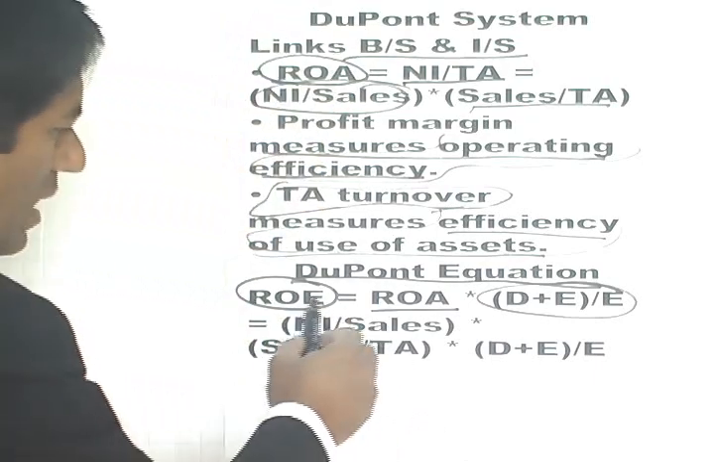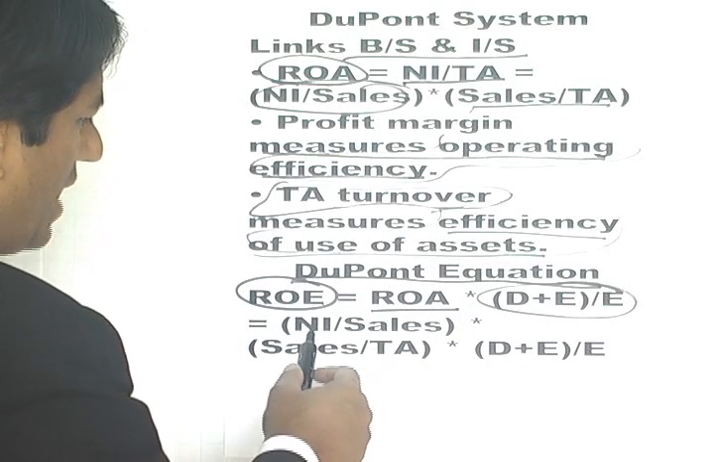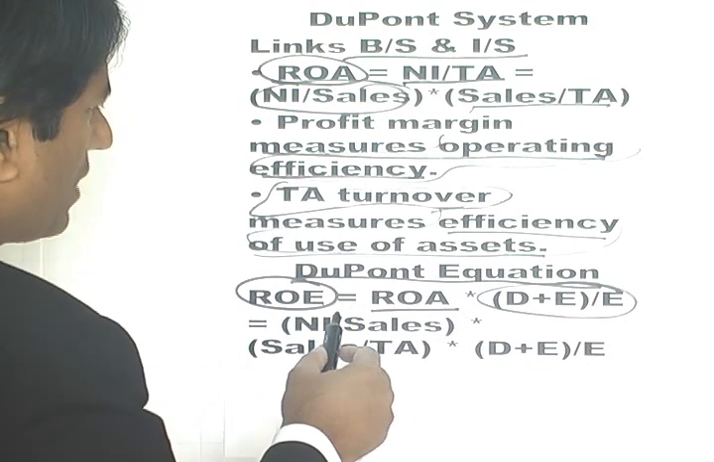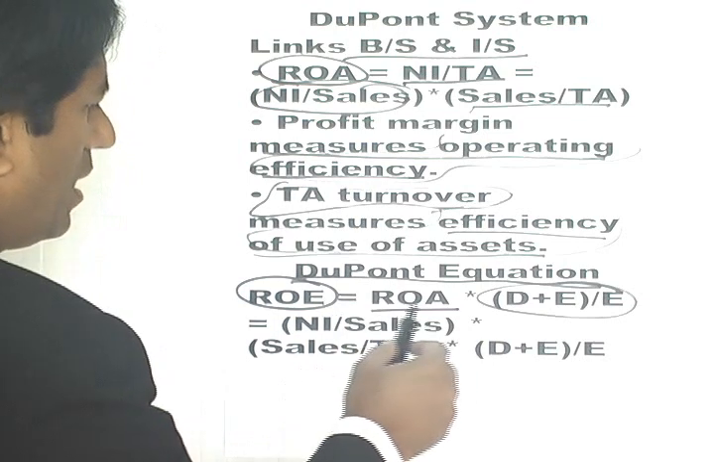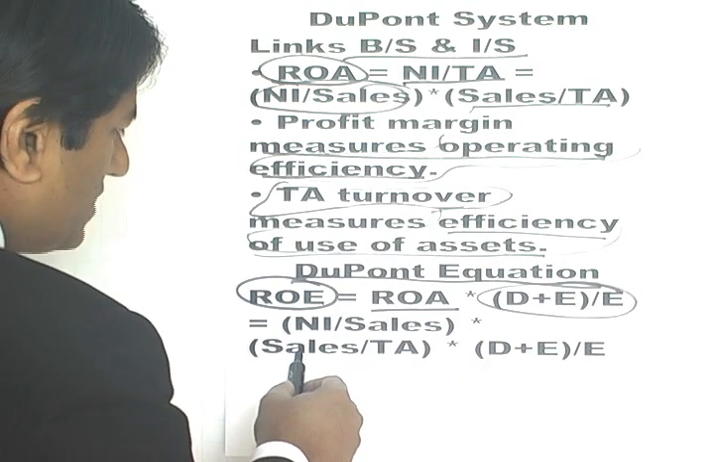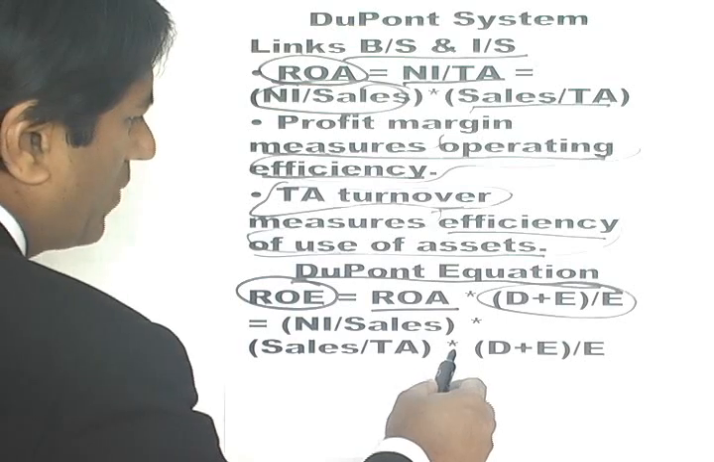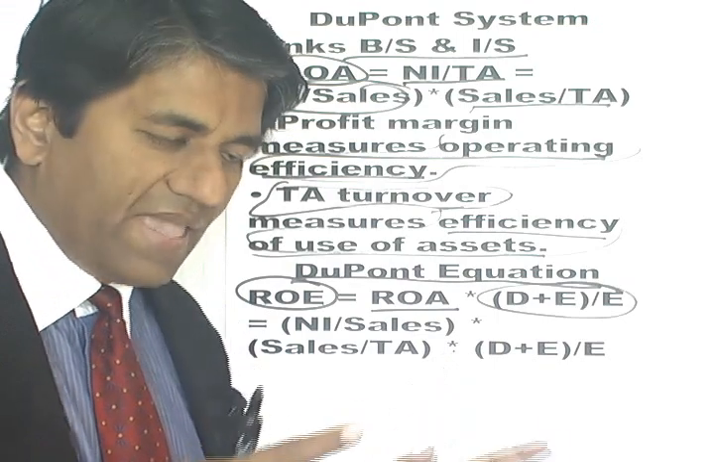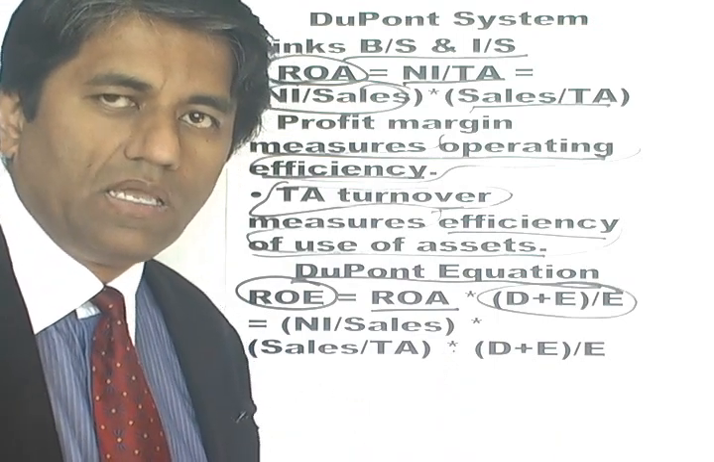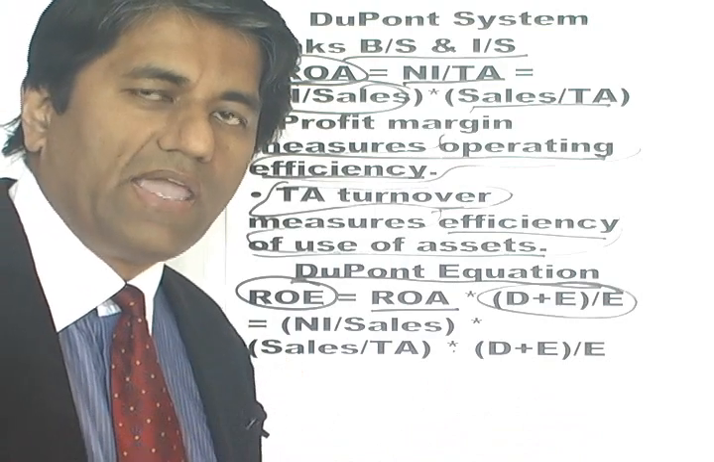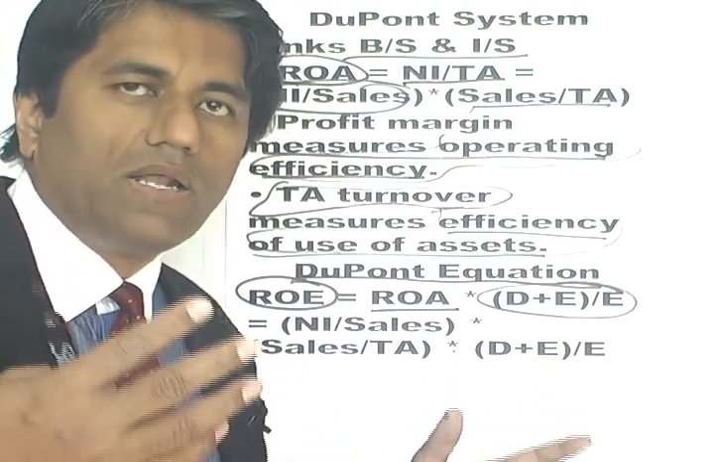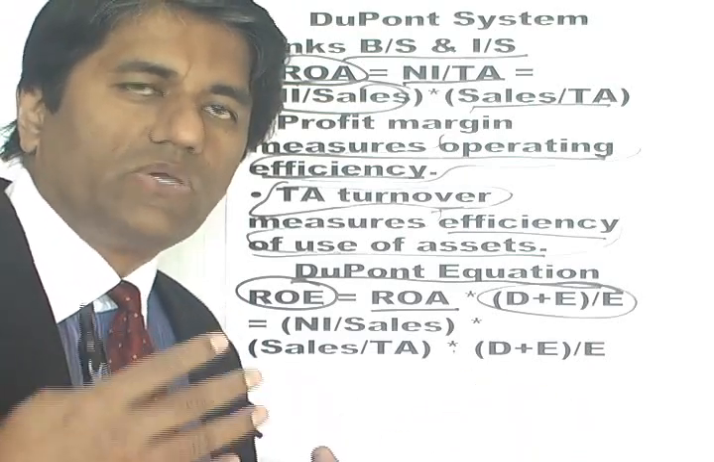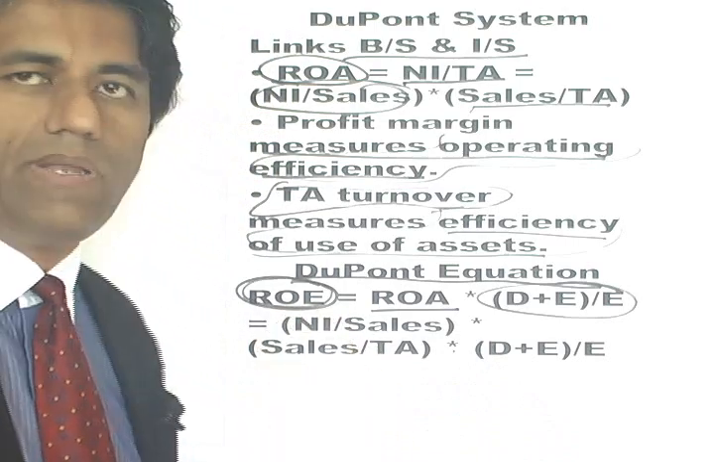Now, this can then be rewritten as return on equity equals profit margin multiplied by total assets turnover multiplied by equity multiplier. So now that you have these three different parts, you can examine each part individually to understand which part is higher and which part is lower, or to decide which of these three you would like to increase so as to increase return on equity.